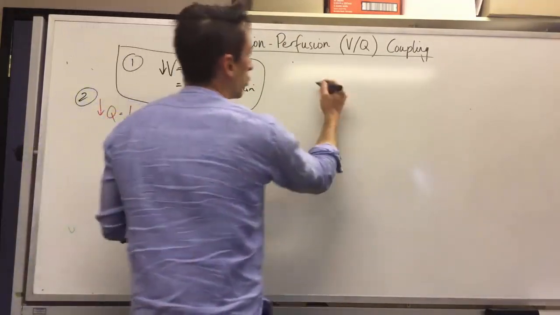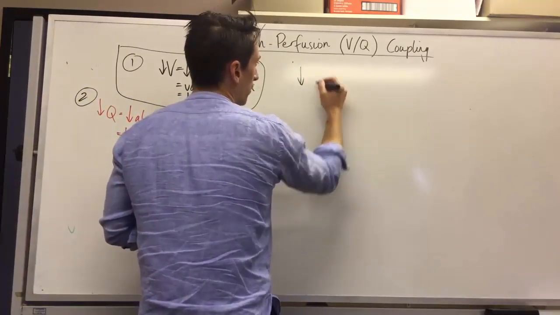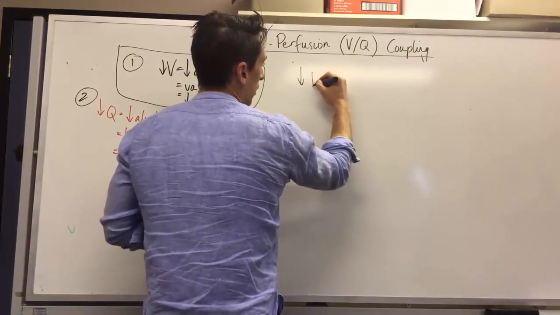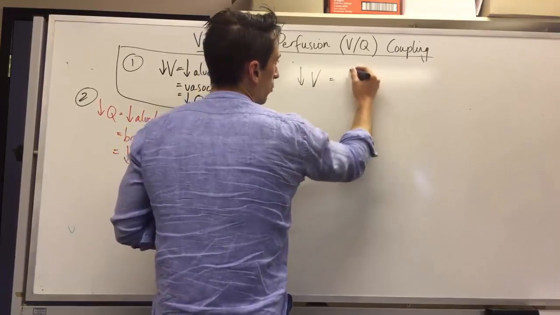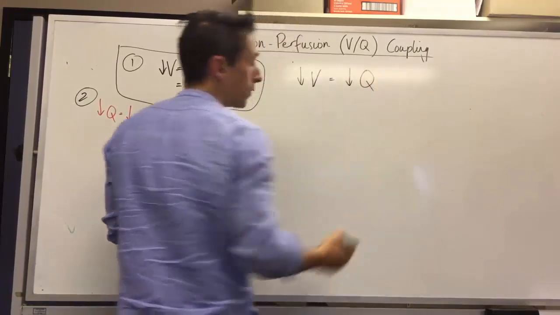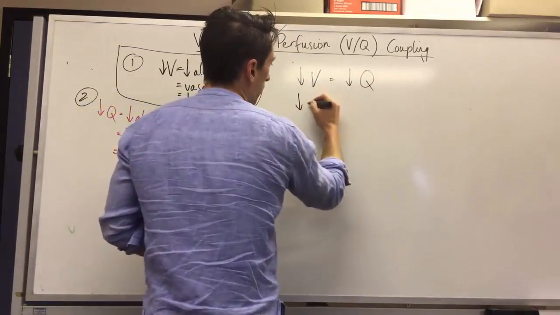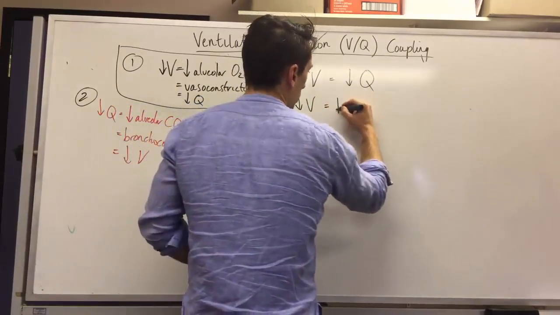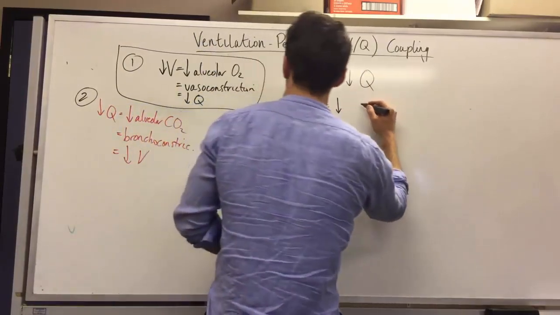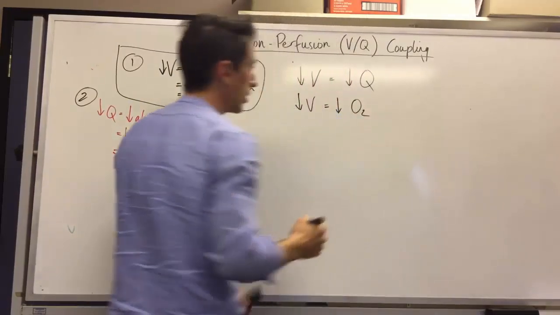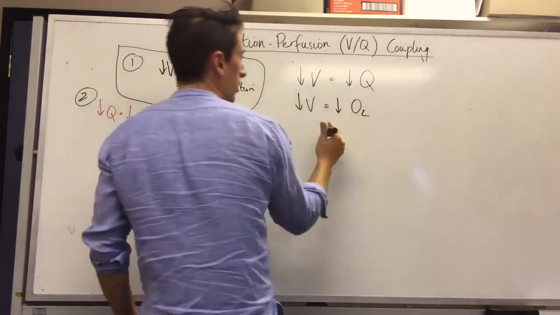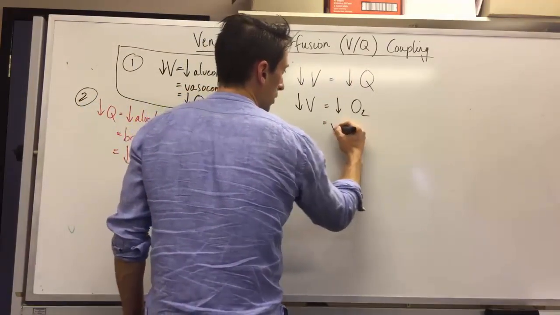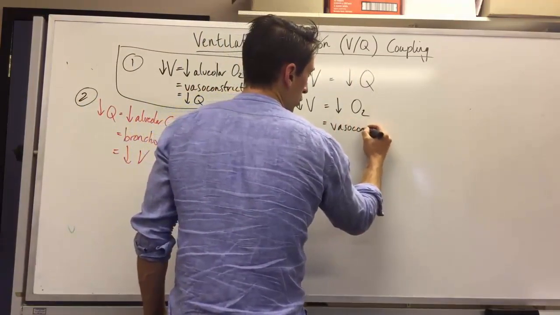And overall, you'll find that a drop in ventilation will result in a drop in perfusion. The drop in ventilation will result in a drop in oxygen in the alveolar. This drop in oxygen in the alveolar results in vasoconstriction.